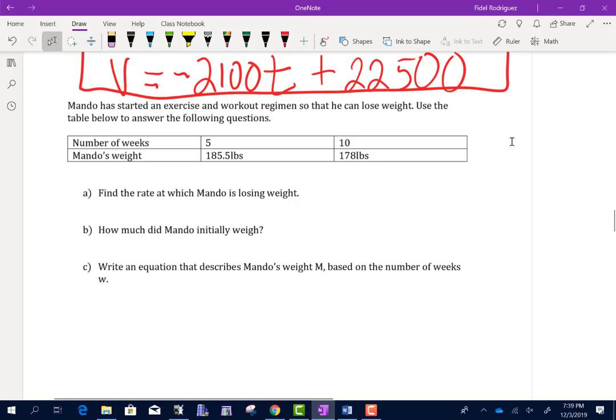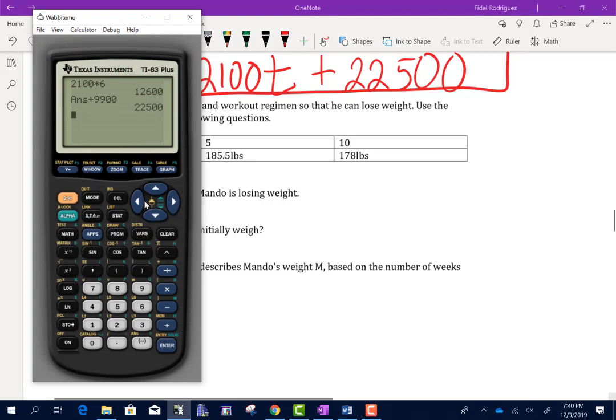So let's see, I got another problem similar to that. Let's take a look here. It says Mondo has started an exercise and workout regimen so that he can lose weight. Use the table to answer the following questions. Okay, so it says in the 5th week of his regimen, he weighs 185.5 pounds. In the 10th week of his regimen, he weighs 178 pounds. Let me ask you a question. Is he losing weight? Okay, how would we figure out how much weight he's losing? What are we going to do?